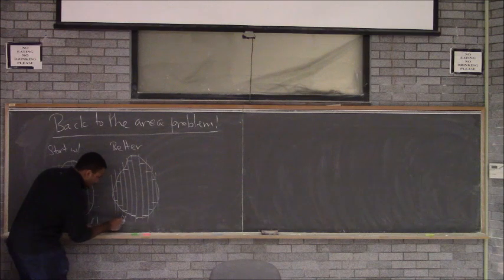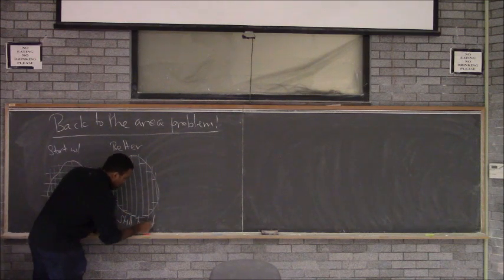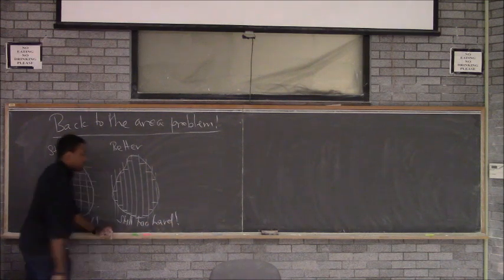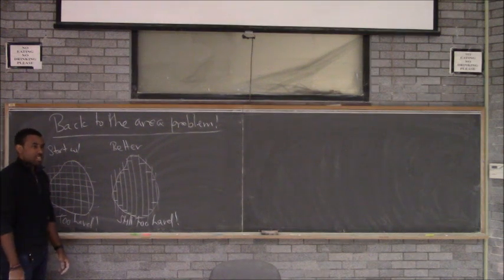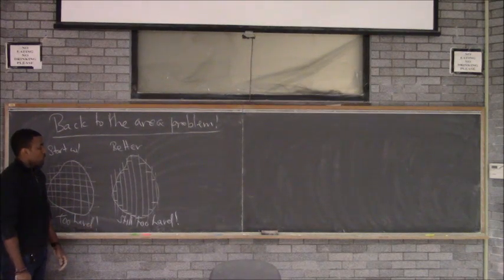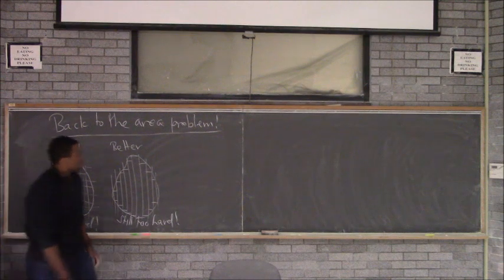Still too hard, right? I know people like to think of mathematics as something that's just complicated for no reason, but actually, it's exactly the opposite. Math is about making things as easy as possible, and these are still too hard to figure out. We want to go to a better case.